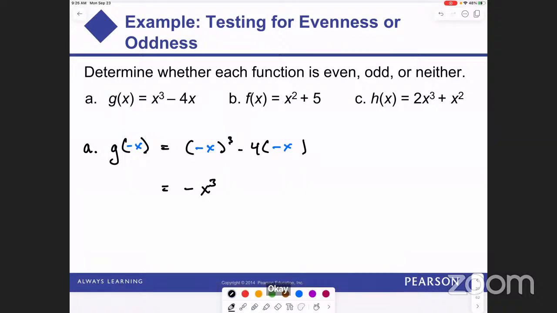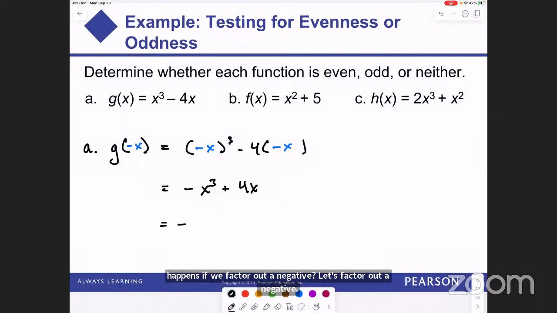Now, with that second term, we have a negative 4 times a negative x. Double negative is positive, right? So that's an example of an even number of negatives. So that's going to be a plus 4x. Is this the original? This is not the original, right? Can we get to some manipulation on the original? What happens if we factor out a negative? Let's factor out a negative.